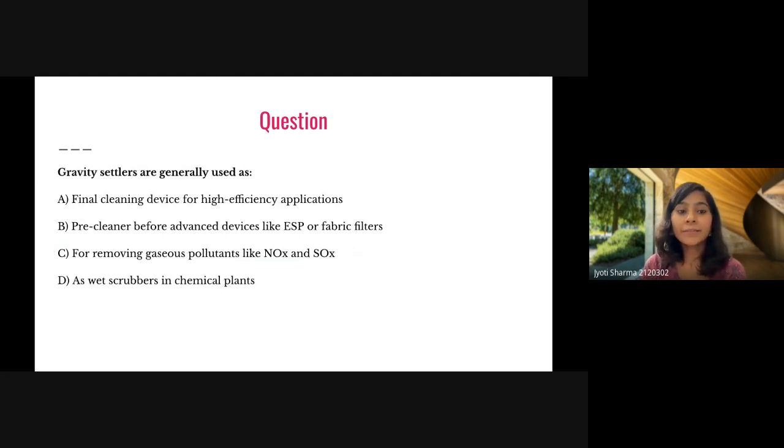Next question is, gravity settlers are generally used as: final cleaning device for high efficiency application, pre-cleaner before advanced device like ESP or fabric filter, for removing gaseous pollutants like NOx and SOx, or as wet scrubber in chemical plants. This is again very simple. So I think you can give me the answer. Venkateshwara gave me a B answer. Yes, the answer is B only.